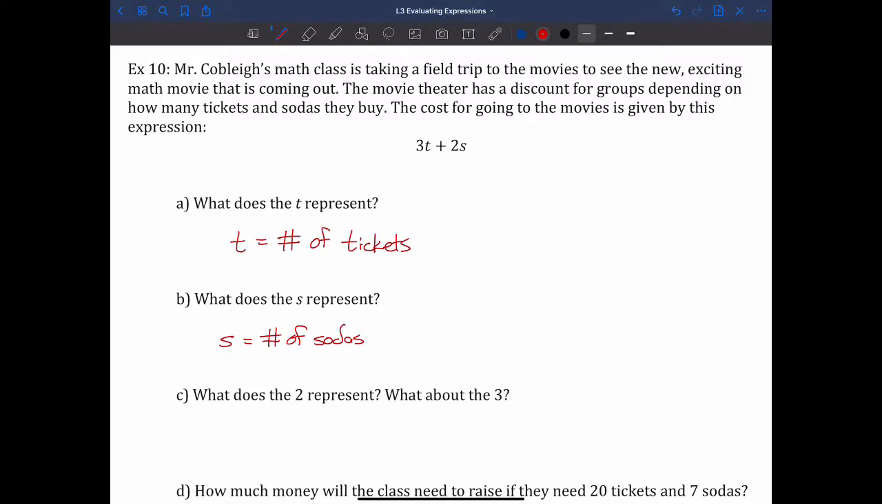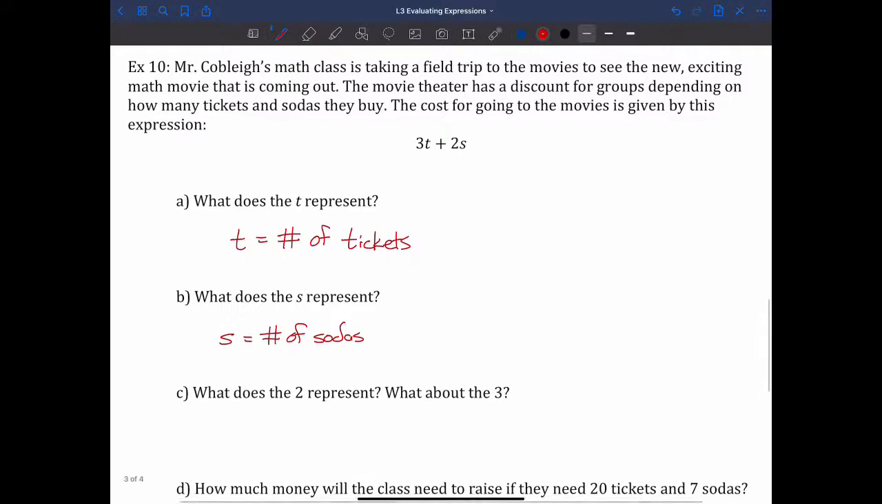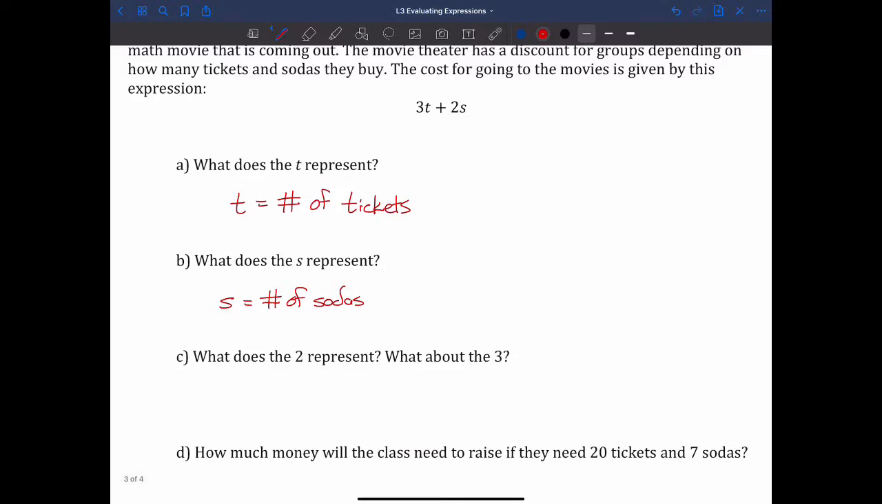So think about it this way. Variables are talking about the number of something most often, right? It's like number of hours, number of tickets we're buying, stuff like that. As far as the 2 and the 3, those are the coefficients for those variables. So the 3 is in front of t. 3 is probably going to be the cost per ticket, right? It wouldn't make sense to put the cost of a soda right next to the number of tickets.